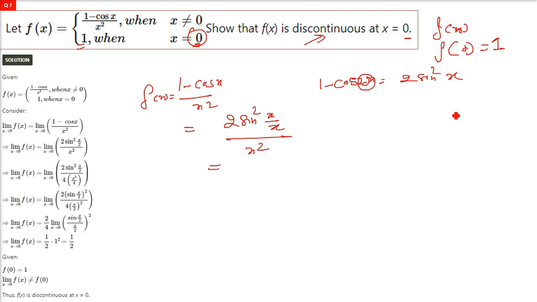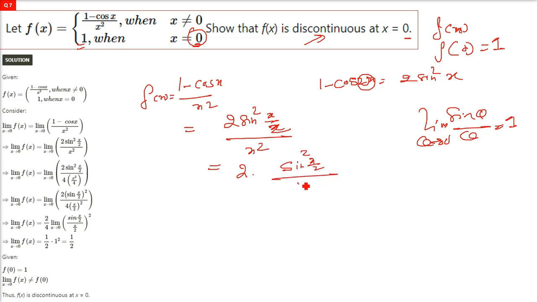Now we have just seen that the limit of sin theta by theta as theta tends to 0 is 1. So how can we make it? 2 sin square x by 2 divided by x by 2 whole square. x square is already there. In order to make it a square, 2 square is 4, so you multiply and divide by 4. So you get 2 by 4 here, and this is sin x by 2 divided by x by 2 whole square.